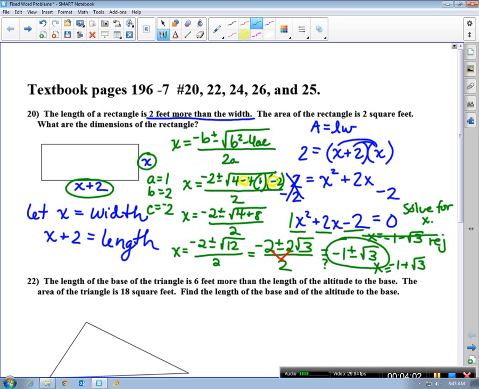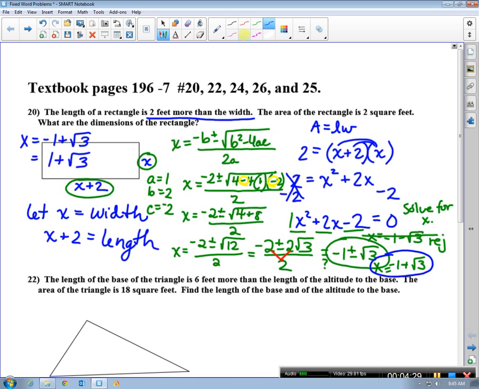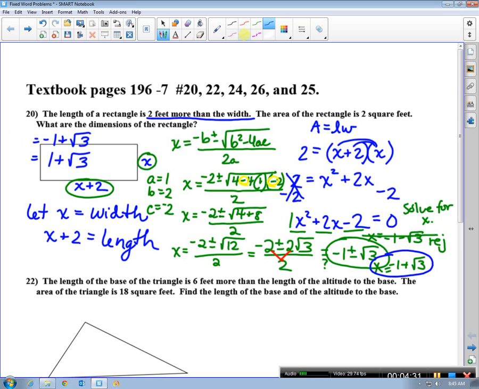So here we have x equals negative 1 plus the square root of 3, which is our width, and our length. Therefore, if I added 2 to that, add 2 to negative 1 plus the square root of 3, and you get 1 plus the square root of 3. So let me change this up a little bit and write width and length.